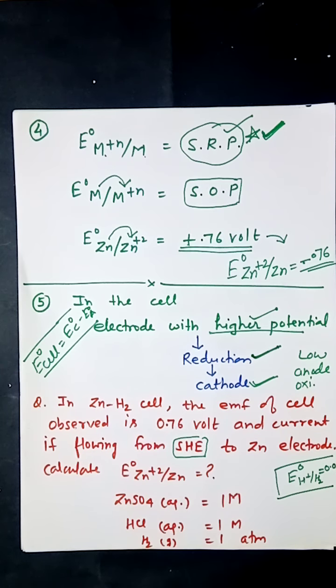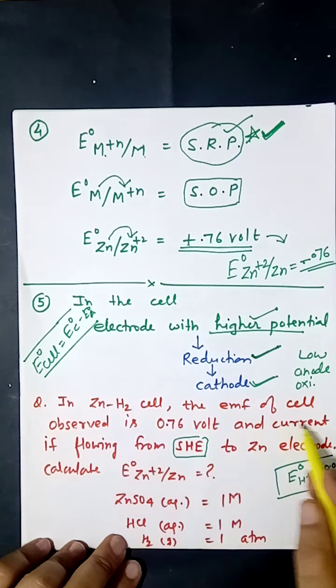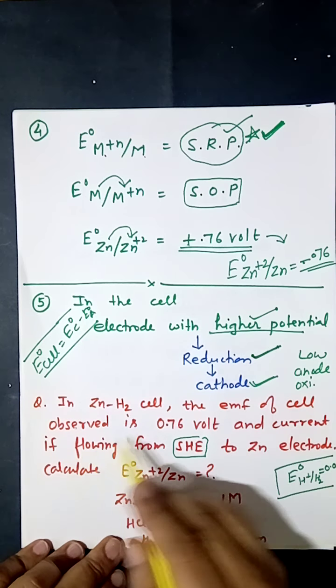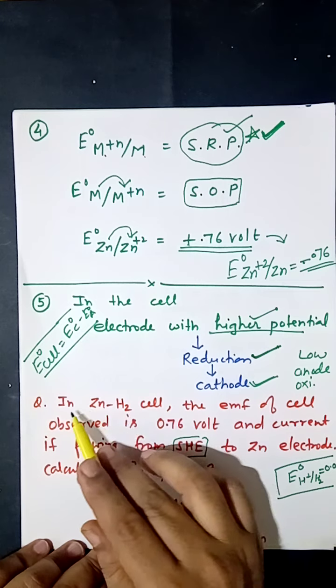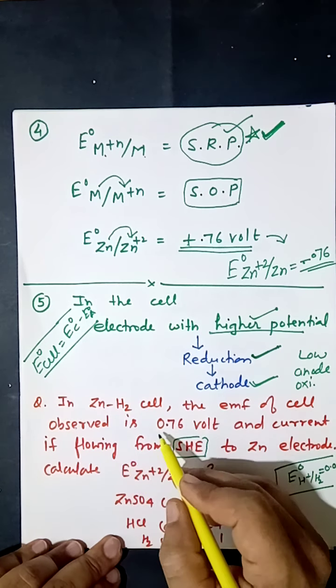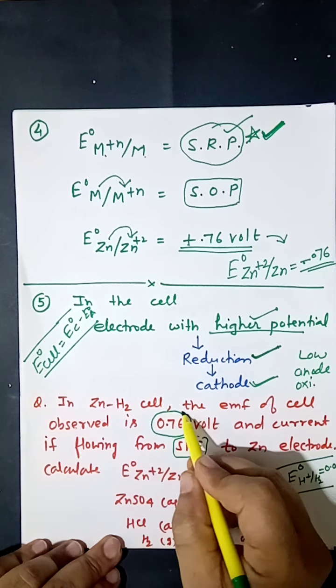So a question is given here on a zinc hydrogen cell. Now whatever I am reading here, this all is practically possible. Someone has already done the practical for us and we are just doing the same theoretically now. So in the zinc hydrogen cell, the EMF of the cell observed is 0.76 volt.